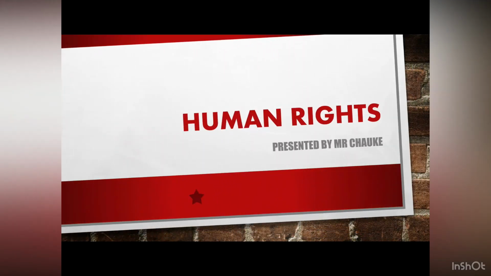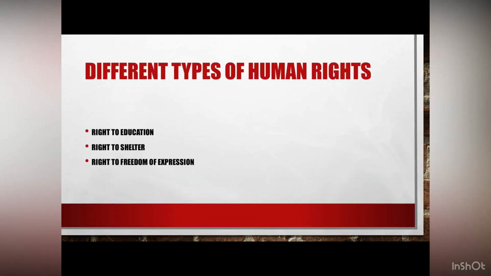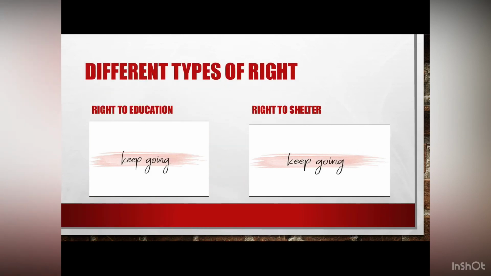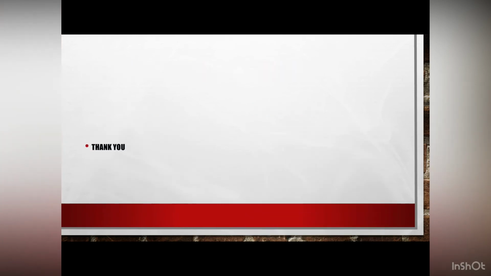And then voila, human rights presented by Mr. Chauke. And then it moves along to the different types of human rights, right to education, you name them. And then, wow, it introduces you to another slide, which is different types of rights. So maybe you're going to be showing a picture which shows the right to education and a picture which shows the right to shelter. And then they disappear. And then you say thank you. The end. And then that's the end of your presentation.